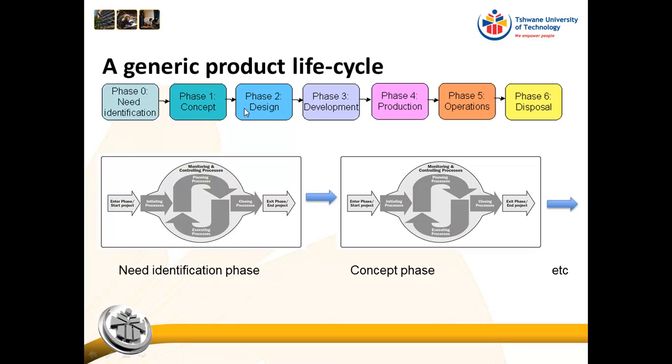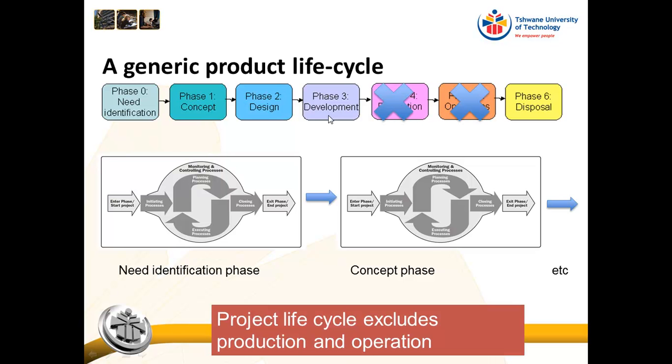And I'm not going to repeat myself, but essentially we will do all the processes for the design phase. We will do all the processes for the development phase. Then remember that production and operation is not part of the project life cycle. So the main difference between the product life cycle and the project life cycle is that in the project life cycle, production and operation is taken out.